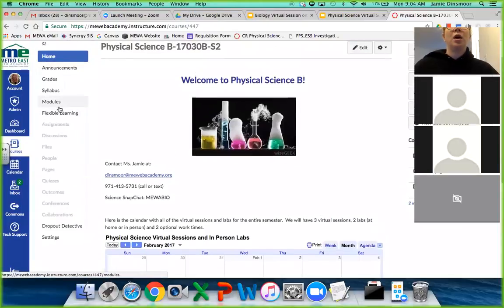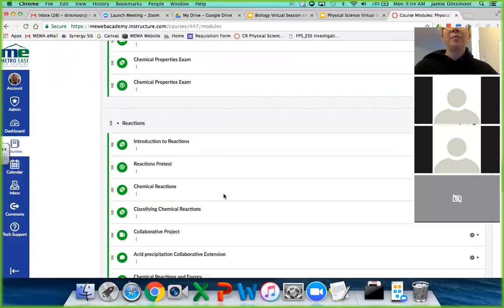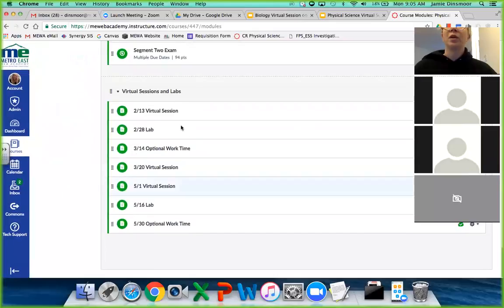All right, other thing that I added is modules. At the very bottom, if you scroll all the way through, there's a virtual sessions and labs section. This also tells you all the dates, right? So today, 2:13 virtual session, 2:28 lab, 3:14 optional work time. That means that I'm gonna be available for you at the school and you can come in and work or ask questions, but you don't have to, right? Another virtual session, a final virtual session, and a final lab. And then finally, another optional work time.